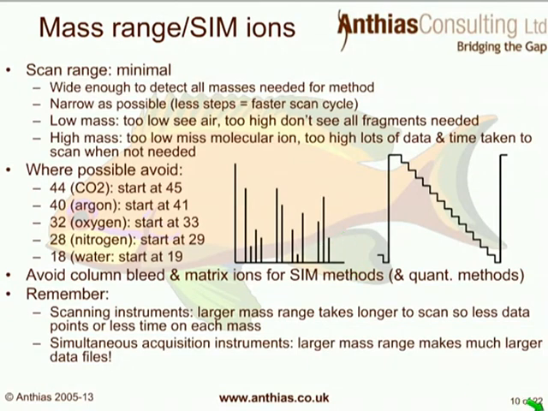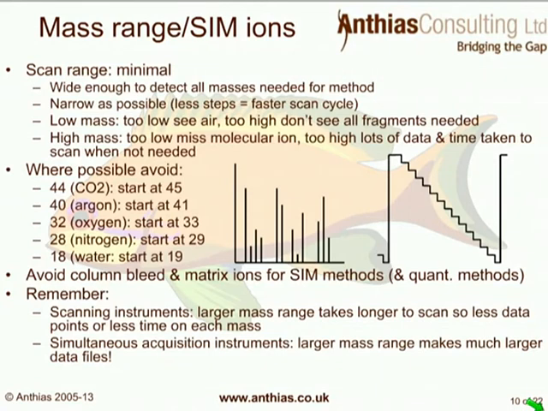When we're optimizing our scan range, we should try to avoid, if possible, the 44 ion. This is representative of carbon dioxide, which will be in the background. So think about starting at 45. If we need to go lower, think about argon at 40, so we could start at 41.